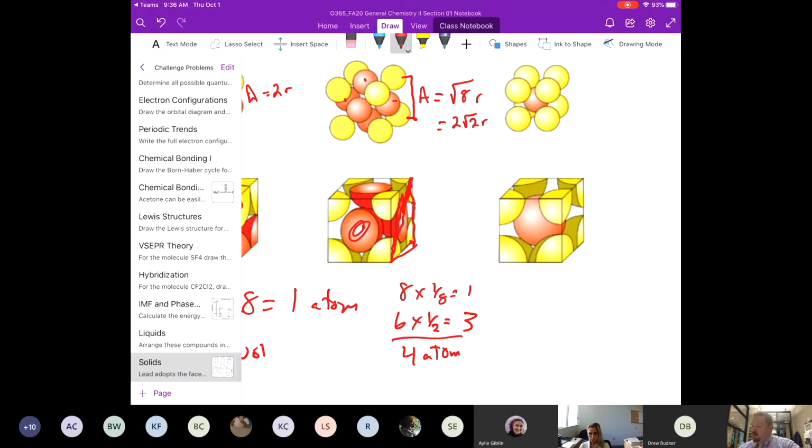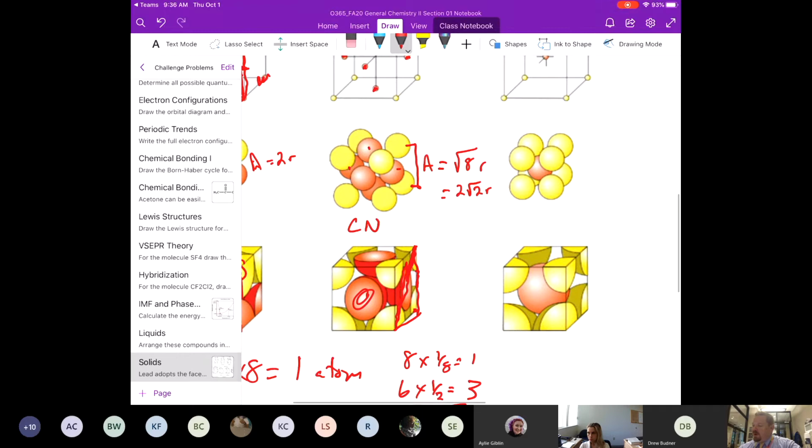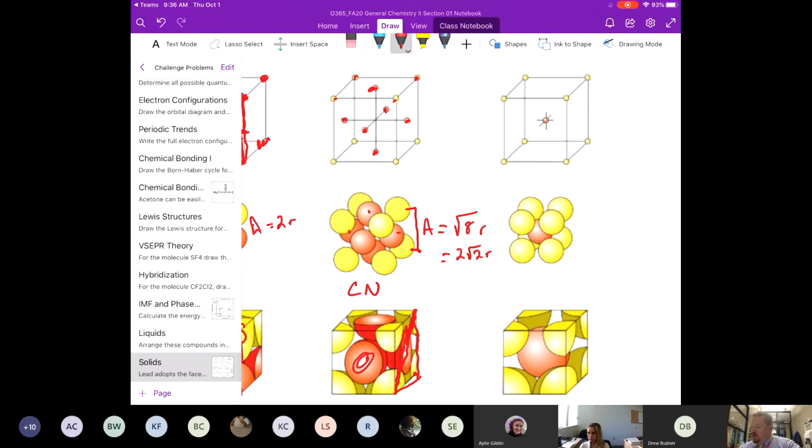And if we look at the coordination number, again, if we count the nearest neighbors to this one, we have 1, 2, 3 inside the box, and then there's going to be 3 inside the next box. So this has a total coordination number of 12.